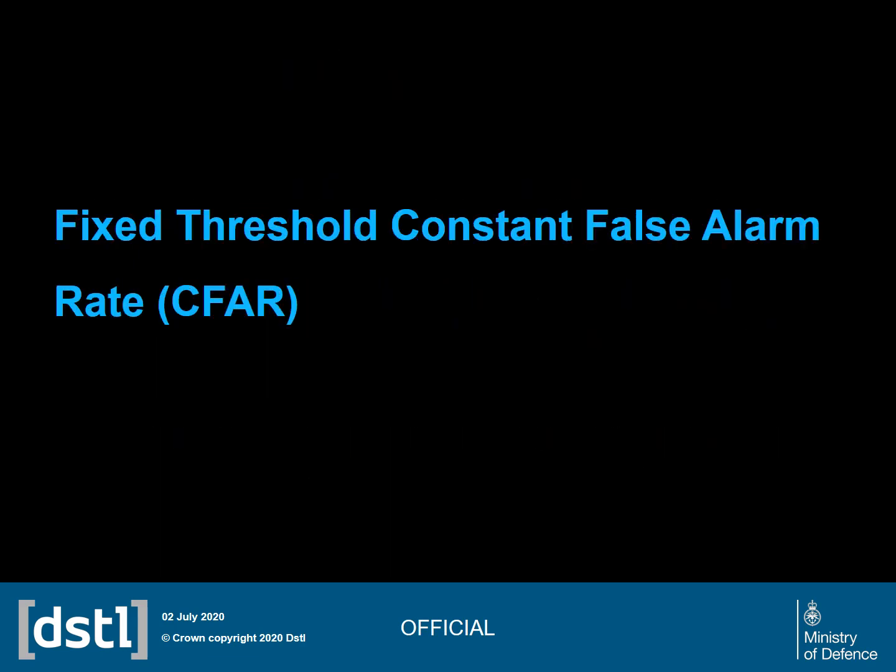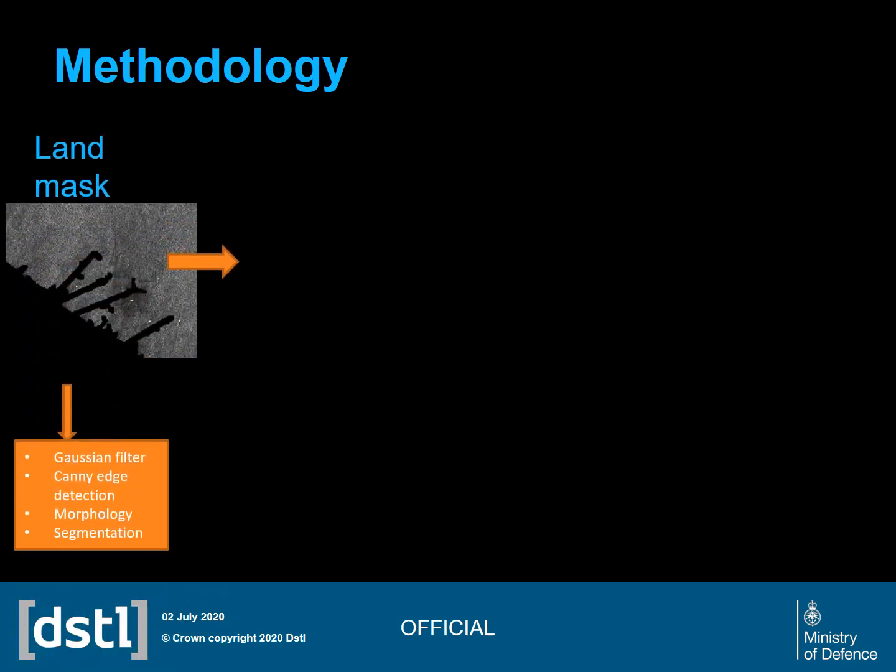Now I will discuss the implemented fixed threshold CFAR. CFAR, which stands for Constant False Alarm Rate, is a well-understood method to detect ships in SAR imagery. The first step was to apply a landmask. This is critical in the event of poor geolocation.